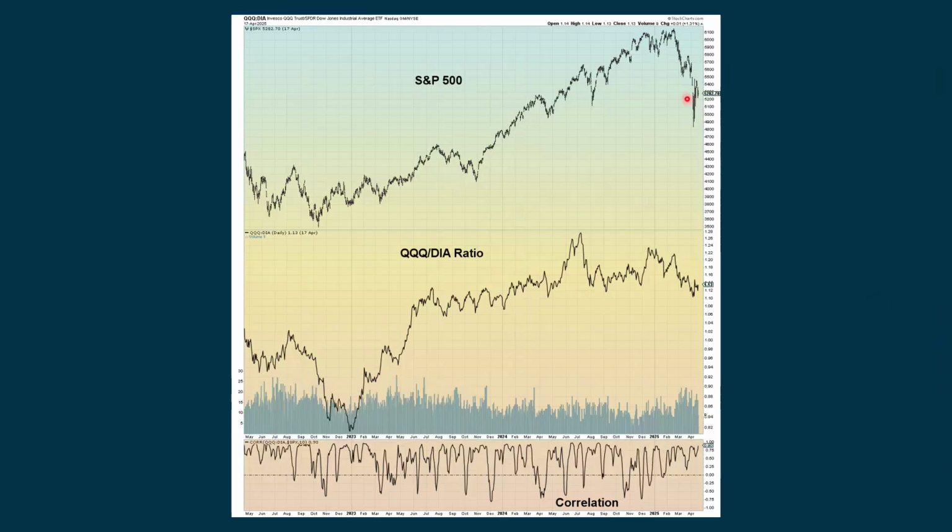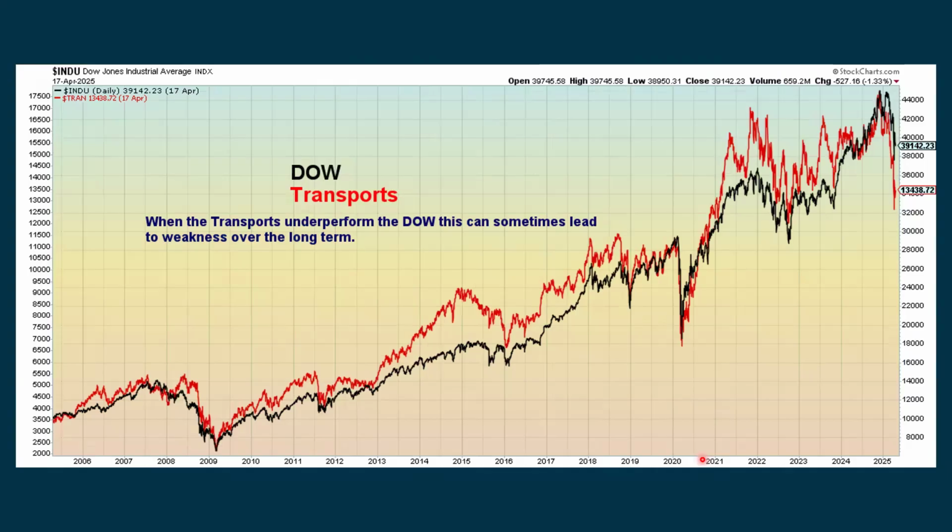Then we look at the S&P on top, and then this is an attempt to do a growth to value ratio between the two, where the Qs, that's growth, and the diamonds, that's supposed to be value, even though there's growth inside of the Dow. And it shows that there's a pretty strong correlation. Everything's been going down lately, the Qs, the Dow, the S&P, and so it's a pretty strong correlated relationship right now. The transports, red line, really underperforming the Dow. The Dow is now in a downtrend, but the transports are doing even worse these days.